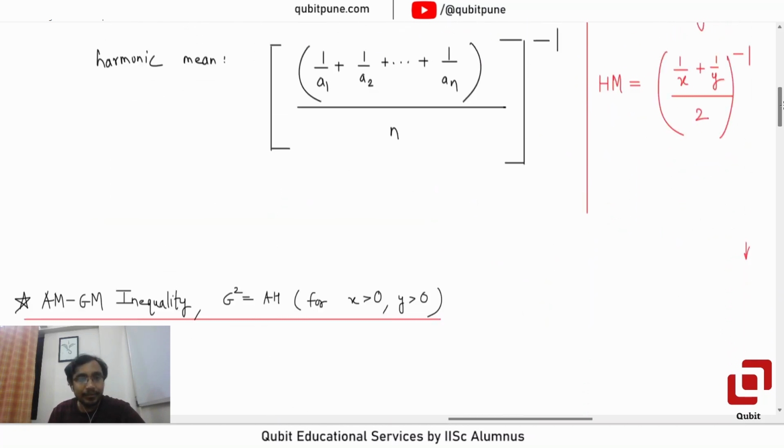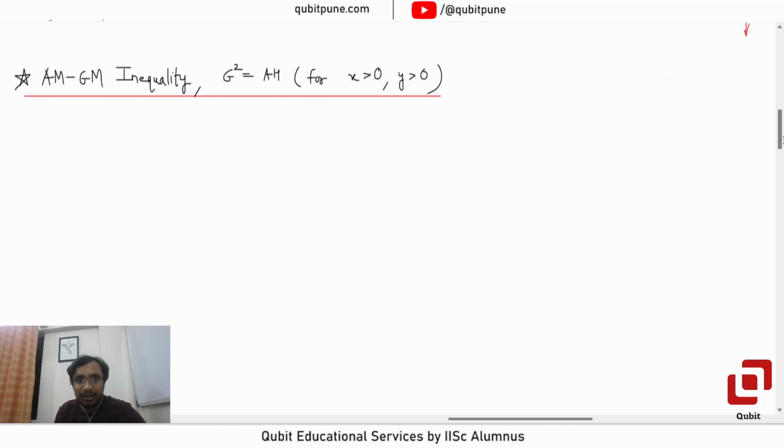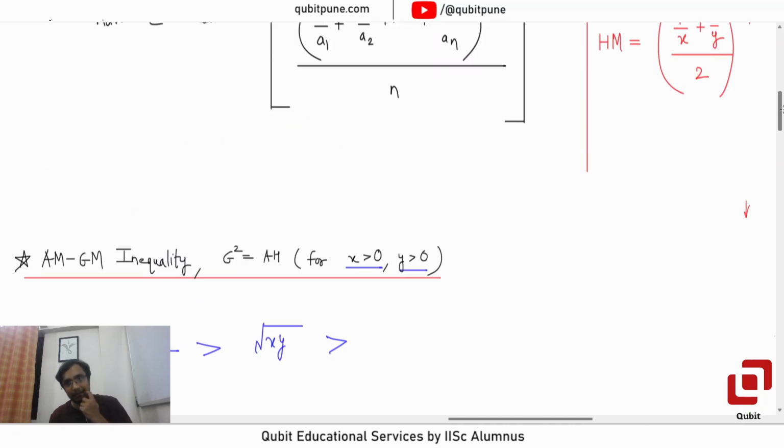Yeah, so this small discussion in the red color will lead us to the famous arithmetic mean, geometric mean inequality. This inequality says that suppose we have two positive numbers, x and y. The arithmetic mean is the greatest, followed by the geometric mean, followed by the harmonic mean.